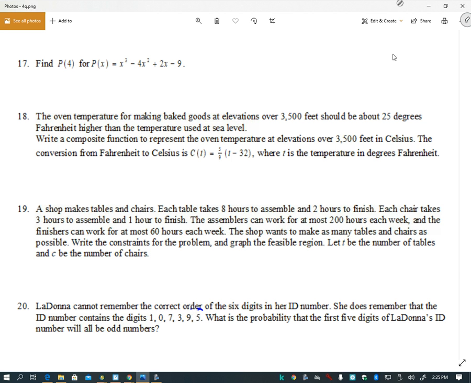Okay, let's look at 19. I'm not making any guarantees here. Hopefully I can help you out. A shop makes tables and chairs. Each table takes 8 hours to assemble and 2 hours to finish. Each chair takes 3 hours to assemble, 1 hour to finish. The assemblers can work for at most 200 hours each week, and the finishers can work for at most 60 hours each week. So an assembler is somebody who's putting all the pieces of wood together. A finisher might be somebody who's coming along and staining those things, right? The shop wants to make as many tables and chairs as possible. We want to write the constraints of the problem. Then we want to graph that feasible region. We want to let T be the number of tables, C be the number of chairs.